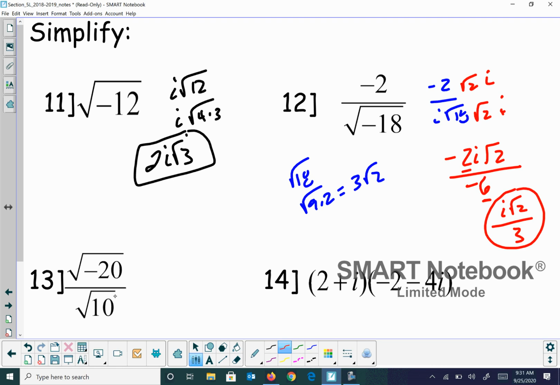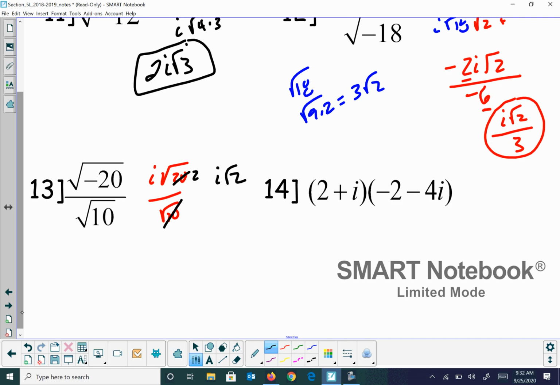On this particular one, we could possibly start reducing it a little bit. On top, I'm going to get root 20 over root 10. And then we can go ahead and reduce top to bottom. That cancels into that, and that gives me that. So I'm left with an answer of i root 2.